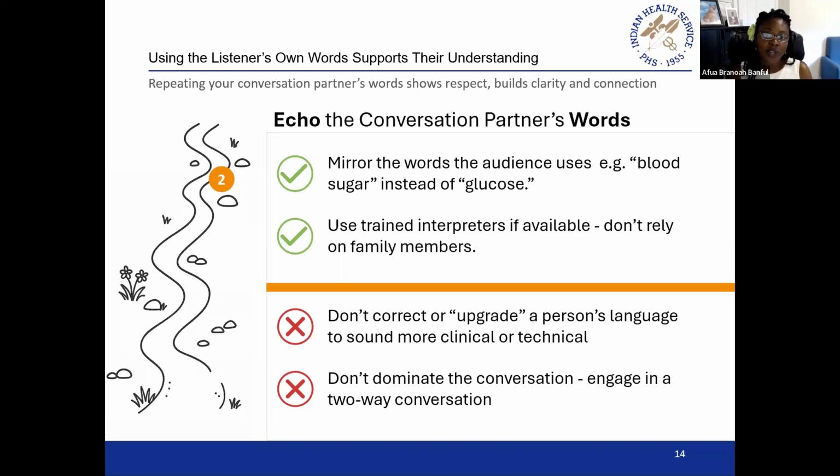The other thing around echoing the conversation partner's words is it allows for there to be something to echo. If you are dominating the conversation, there isn't anything to echo other than what you are saying. So part of using plain language, surprisingly, is allowing the conversation partner to also speak, right?